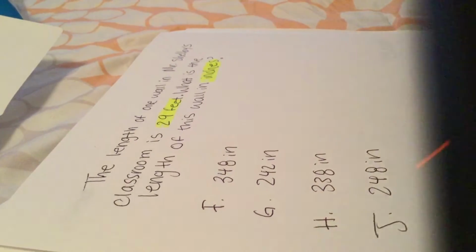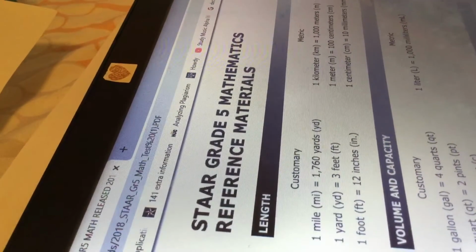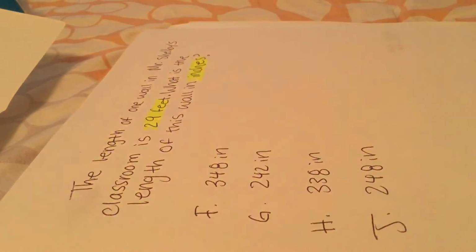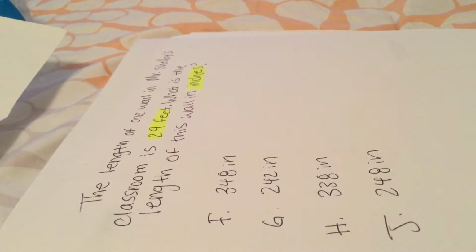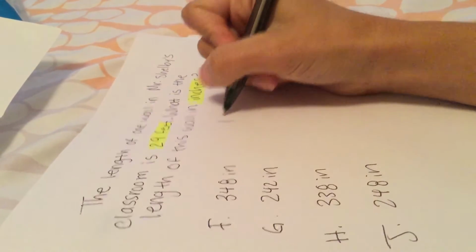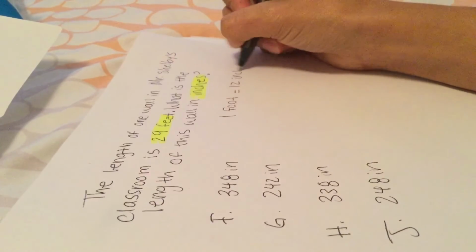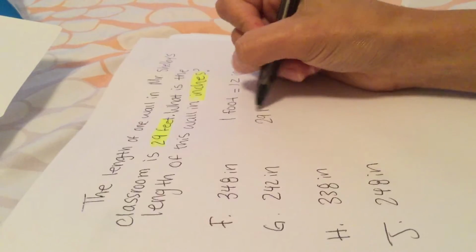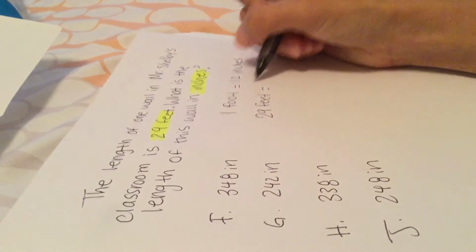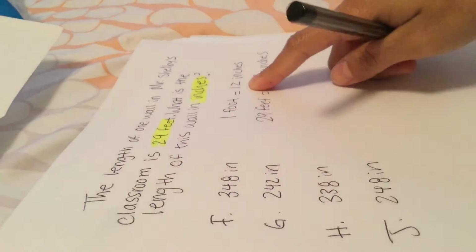So on the booklet, we can see here, it says 1 foot and 12 inches. So we're going to write this information next to our problem. So we keep that in mind. Okay? So it says 1 foot equals 12 inches. And we have here 29 feet. 29 feet equals to how many inches? So we're going to look for how many inches we need.